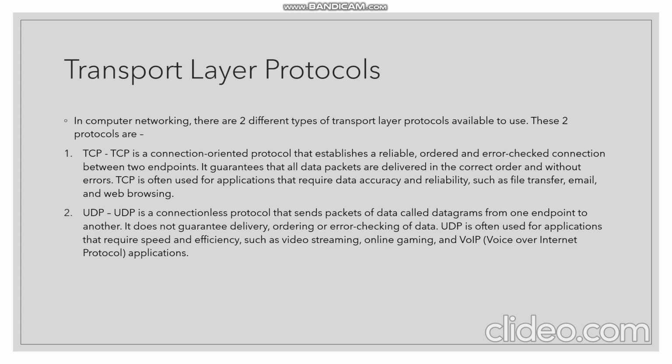UDP is the second type of transport layer protocol. It is a kind of new version of TCP and has some advantages over it. It is a connectionless protocol that sends packets of data called datagrams from one endpoint to another. It does not guarantee delivery, ordering, or error checking of data. UDP is often used for applications that require speed and efficiency, such as video streaming, online gaming, and voice over internet protocol applications.